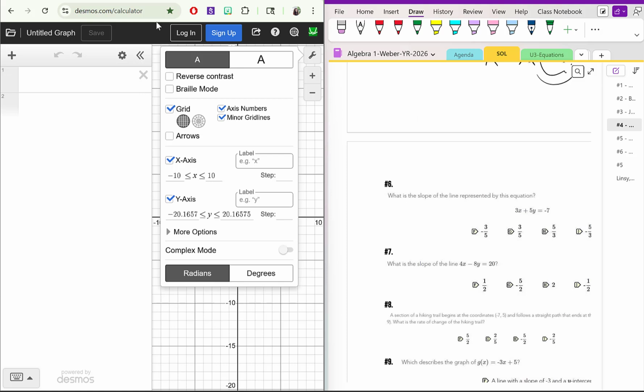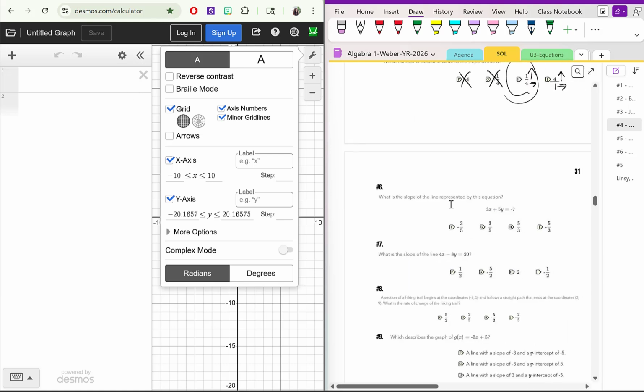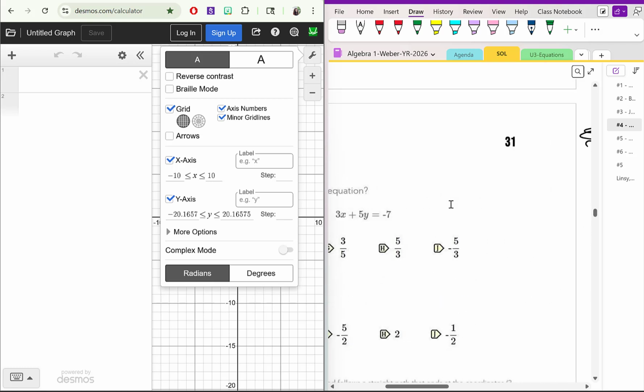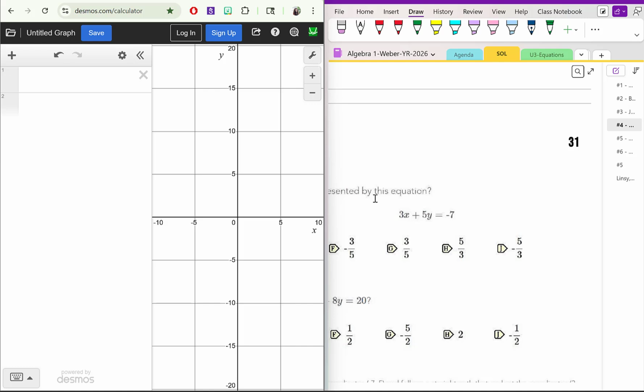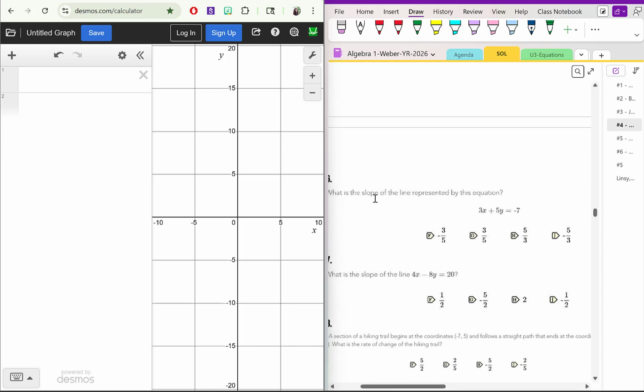Okay, period 2. So we are gonna start with page 31. Make sure you have Desmos open, that the minor grid lines are off, and then you're gonna do x1, y1. Okay, so once you have your calculator ready, we're just going to continue doing questions about slope.